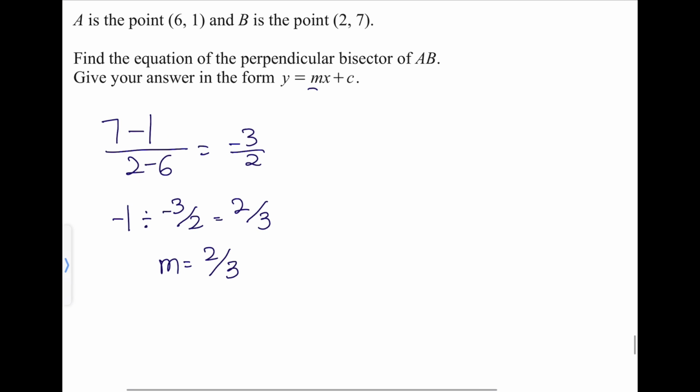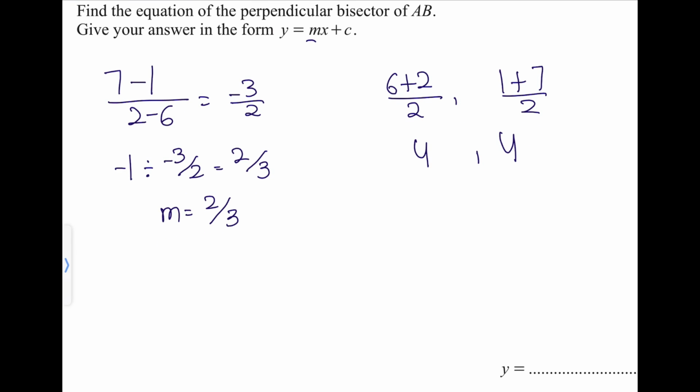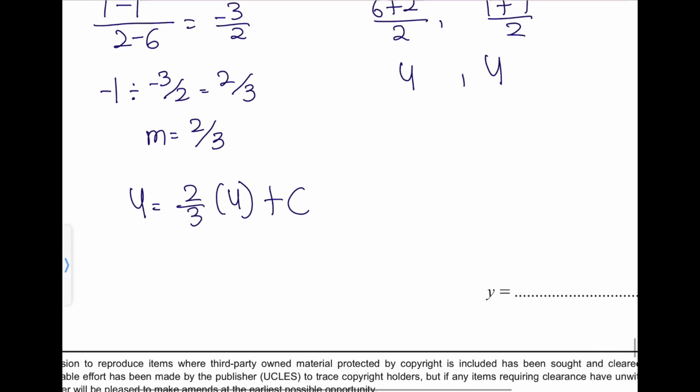Now perpendicular bisector means half the line, so we need to find the middle point of this. The middle point is relatively easy. 6 plus 2 divided by 2, comma, 1 plus 7 divided by 2. 6 plus 2 is 8 divided by 2 is 4. 1 plus 7 is 8 divided by 2 is 4. So that's the point. Now you're going to find out that 4 is the y value, so 2 by 3 times 4 plus c, which gives you 4.